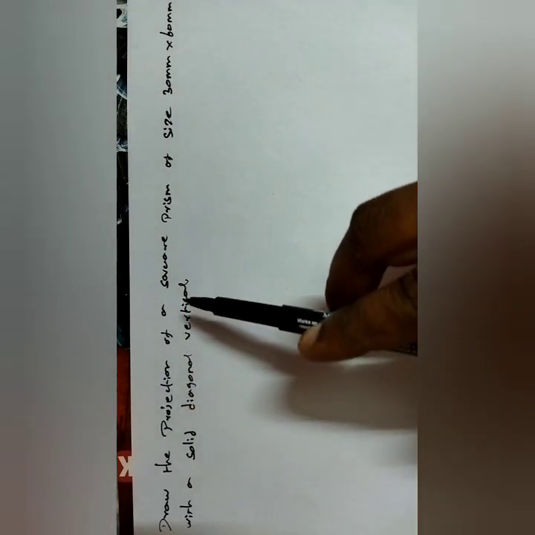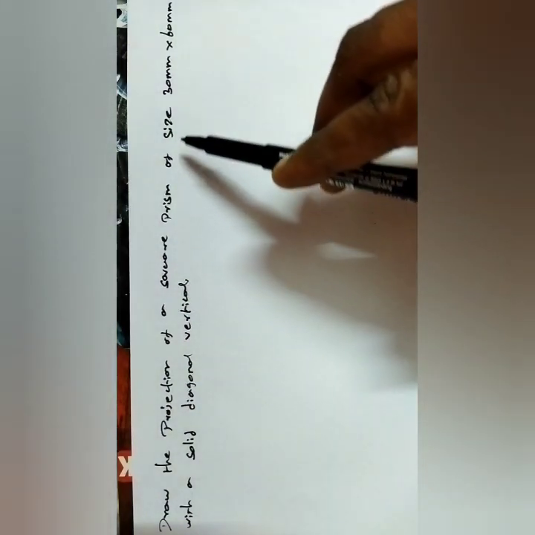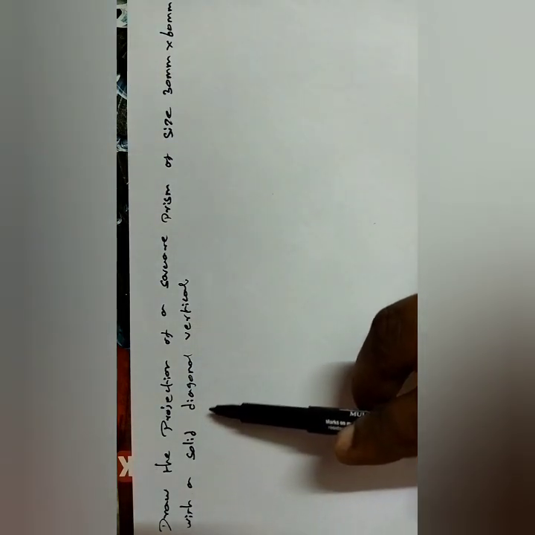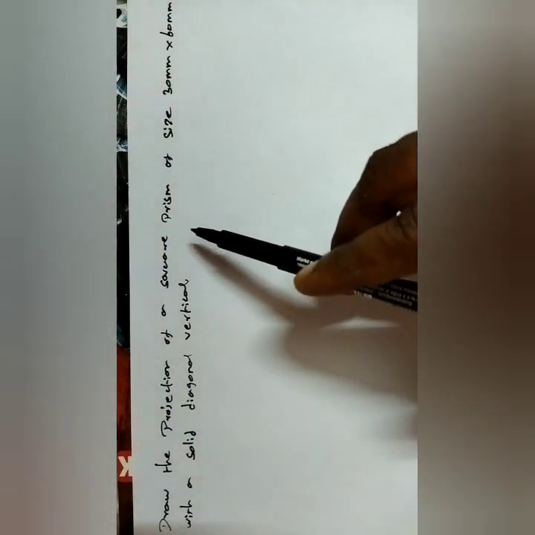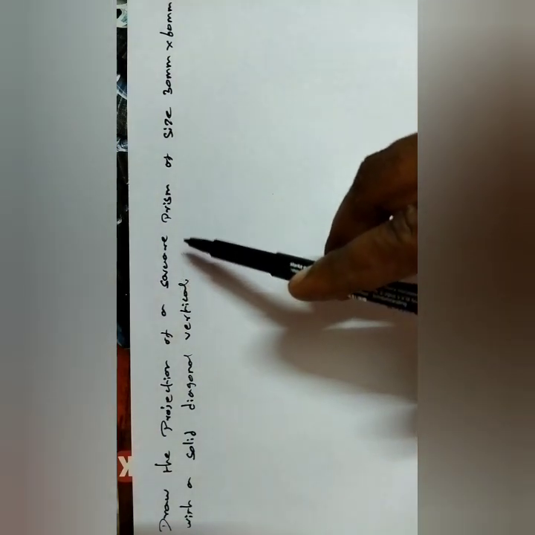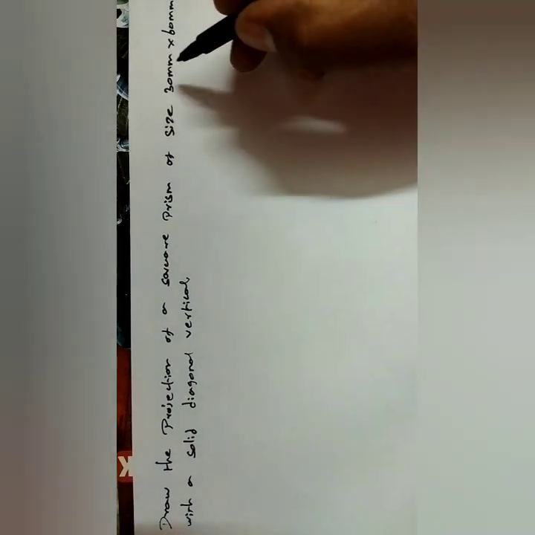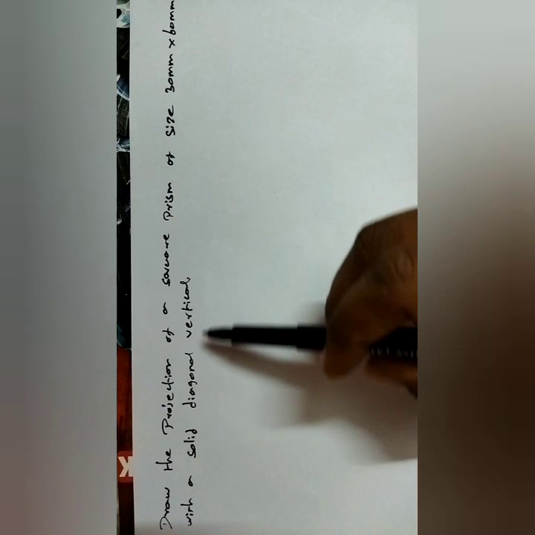Today we will learn about the engineering graphics subject, projection of solids. First, read the problem. Draw the projection of a square prism of size 30 mm into 60 mm with a solid diagonal vertical. This is the problem. The shape is a square prism, size 30 mm into 60 mm, with the condition: solid diagonal vertical.